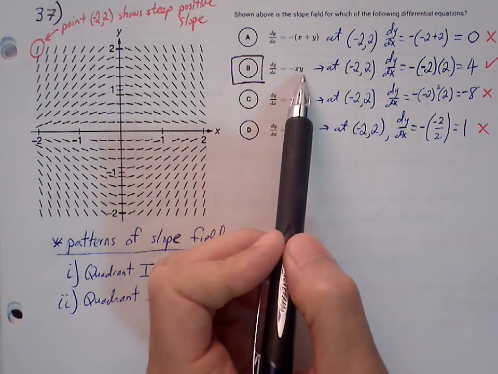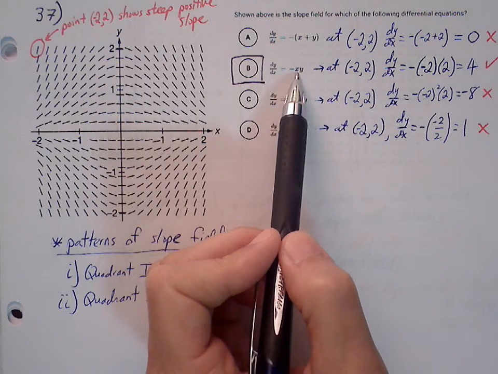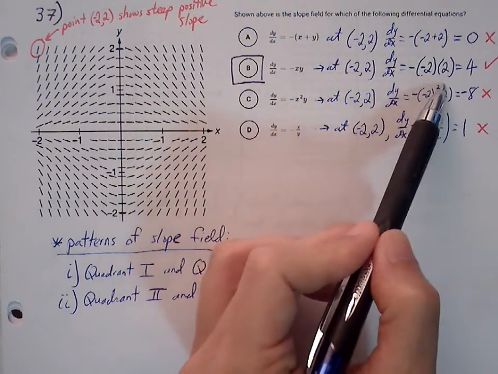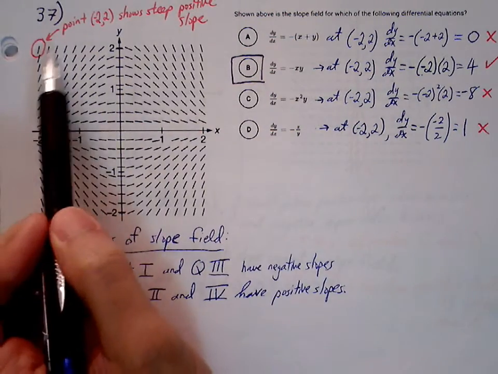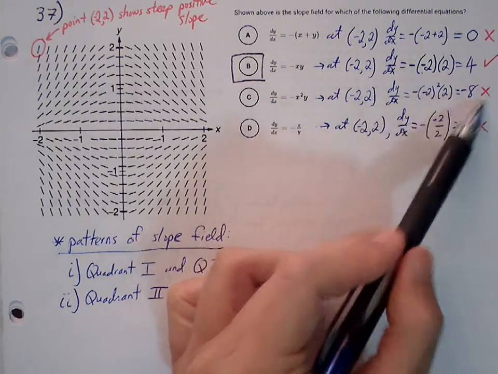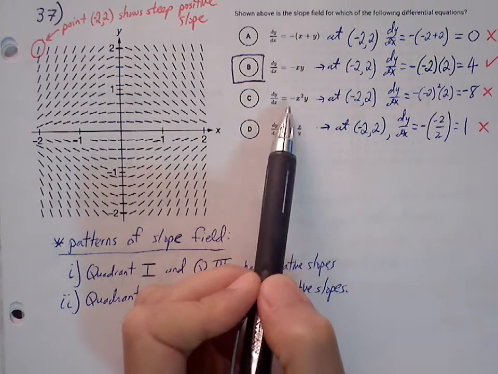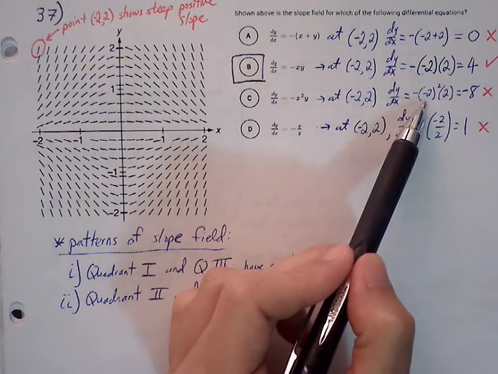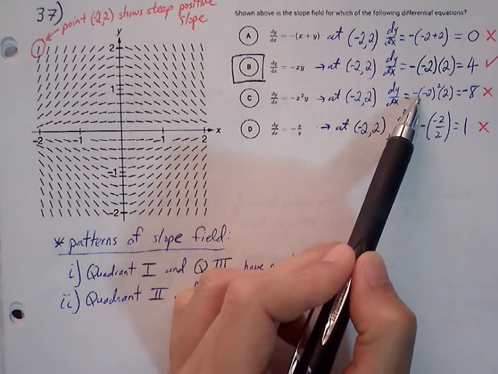Negative 2 times 2 is negative, times negative 2 times 2. Two negatives become positive, positive 4. So it looks like it's positive 4. Maybe we can keep that and continue on. If I plug negative 2, 2 into my third option, I get negative parentheses negative 2 squared, which is going to be positive 4. 4 times 2 is 8 with a negative in front, so negative 8.